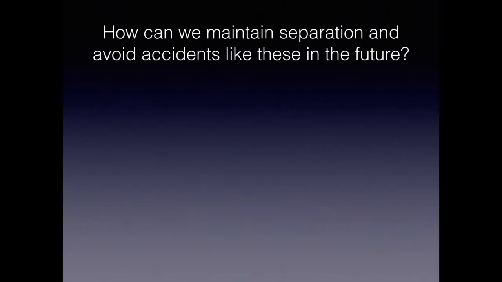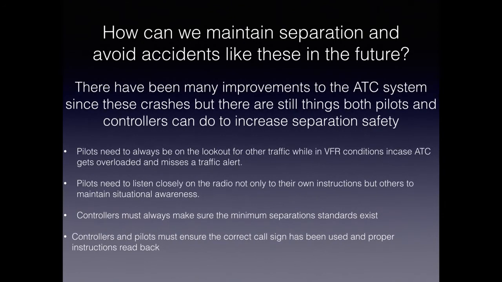So how can we maintain separation and avoid accidents like these in the future? There have been many improvements to the ATC system since these crashes, but there are still things pilots and controllers can do to increase separation safety. There have obviously been improvements in radar to help with mid-air collisions, as well as air route traffic controllers to control aircraft so that they don't rely on the see and avoid system.